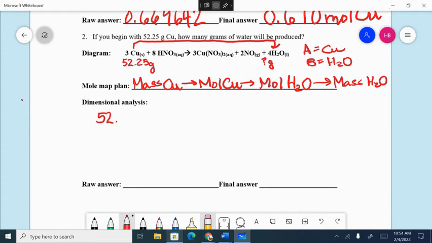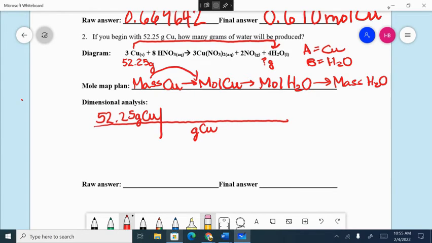My given, I need grams to cancel out, and I'm changing grams to moles. Now I need moles of copper to cancel out, so I'll put it down here, and I'm changing to moles of water. I need moles of water to cancel, and I'm changing to grams of water.